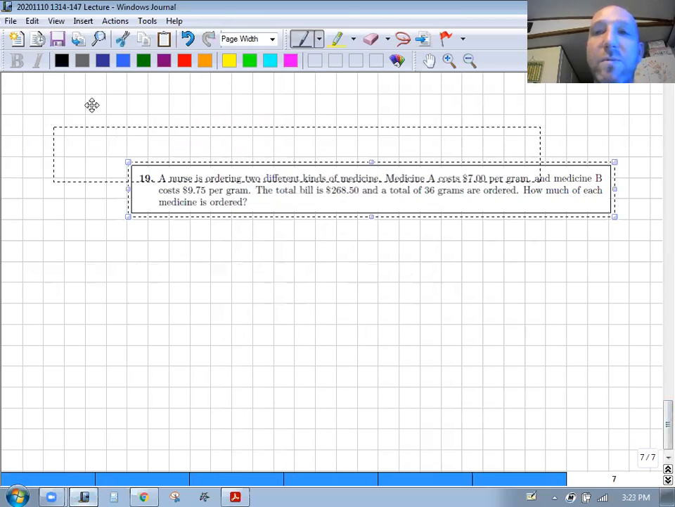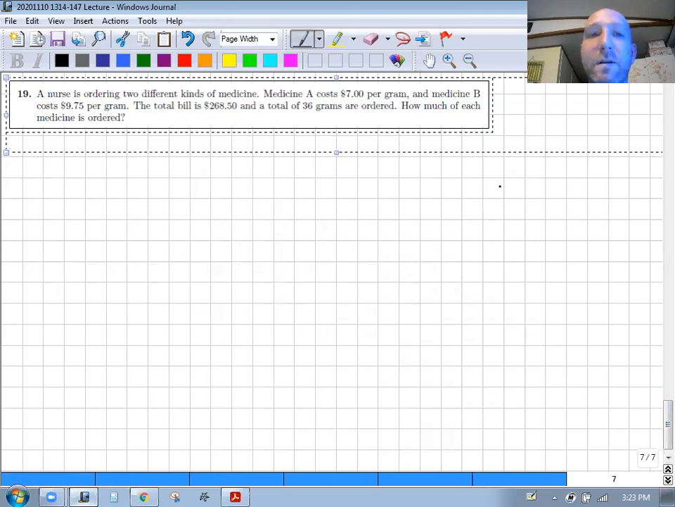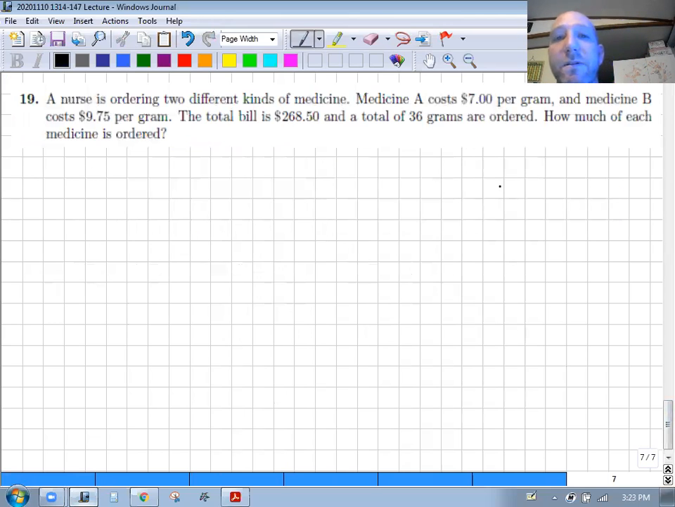Let's knock out one more here. All right, we got a nurse, and he or she is ordering two different kinds of medicine. Medicine A costs $7 a gram. Medicine B costs $9.75 per gram. The total bill is $268.50, and a total of 66 grams are ordered. How much of each medicine is ordered?